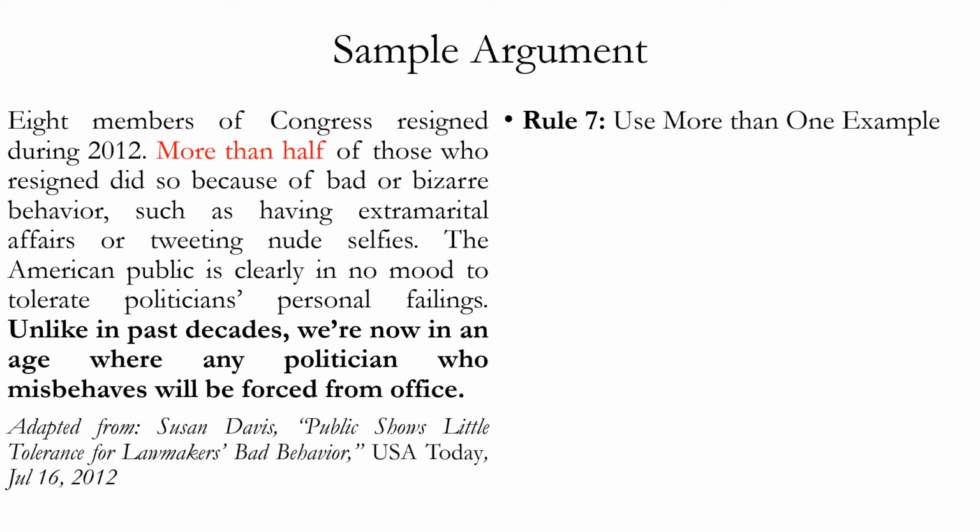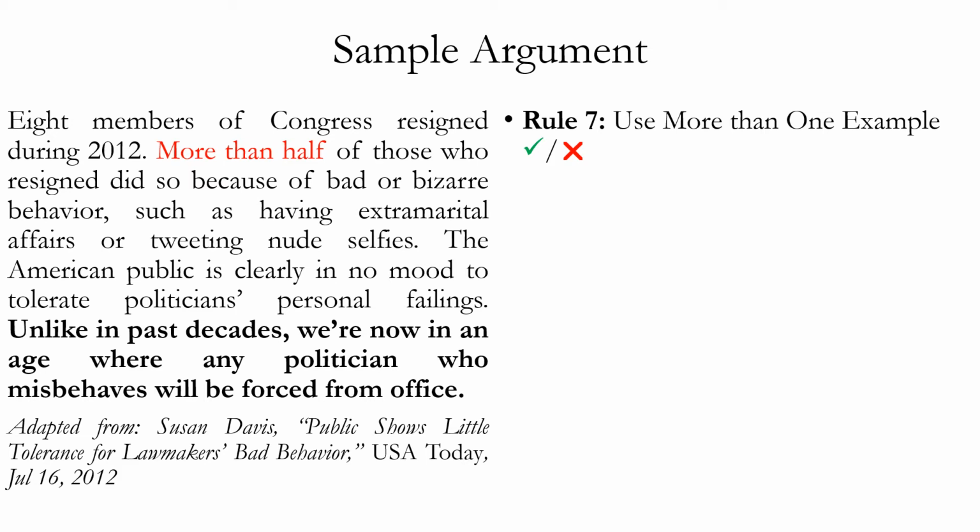It's probably less than 8, because if all 8 resigned due to bad or bizarre behavior, it would have said all of those who resigned did so because of bad or bizarre behavior. So it's probably somewhere between 5 and 7. But yeah, that's pretty vague. It doesn't give us an exact number. So in order to assess this rule, we would say technically it does follow Rule 7. It gives more than one example, so that's the green check. On the other hand, it doesn't give a very large number, and there's also lack of clarity over exactly how many examples are being given. So at best, you would say this is a mixed following of Rule 7.